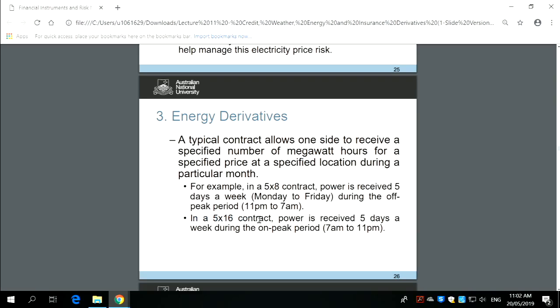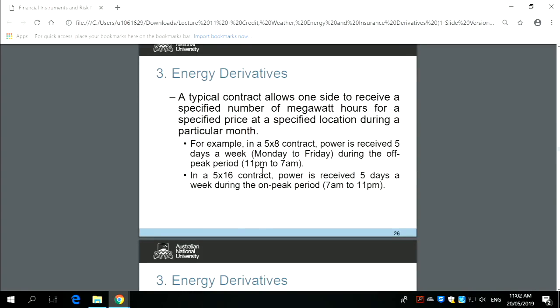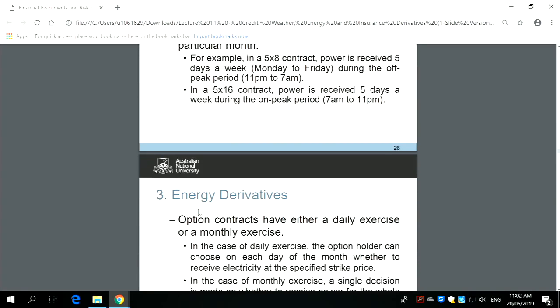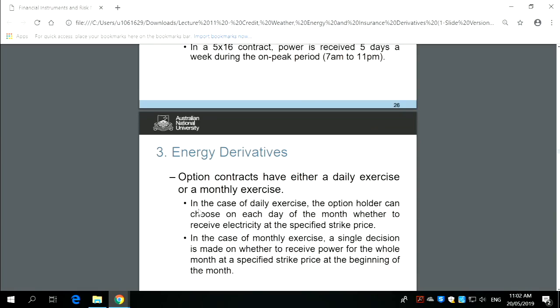And then we have our peak hour contract, which is written as 5 times 16, okay? So 5 times 16 is your peak hour derivative from 7 a.m. to 11 p.m., 5 days in a week. And then, as I mentioned before, you would have the daily contract and the monthly contract.